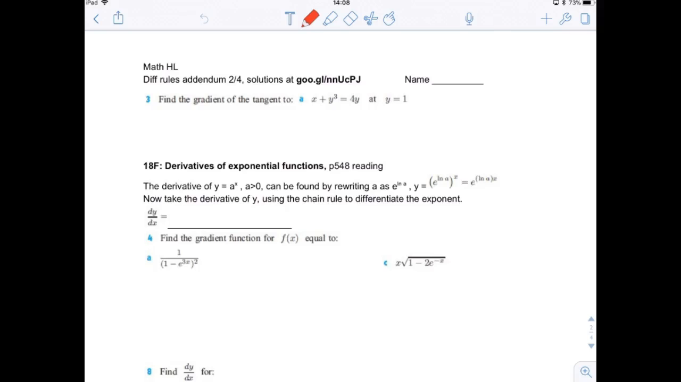We're on page 2 of differentiation rules addendum. First, we're going to finish up the last exercise. It says find the gradient of the tangent to x plus y cubed equals 4y.